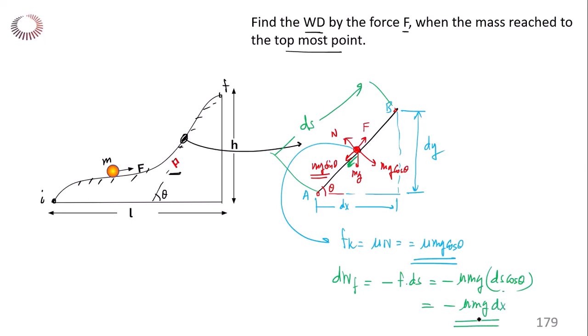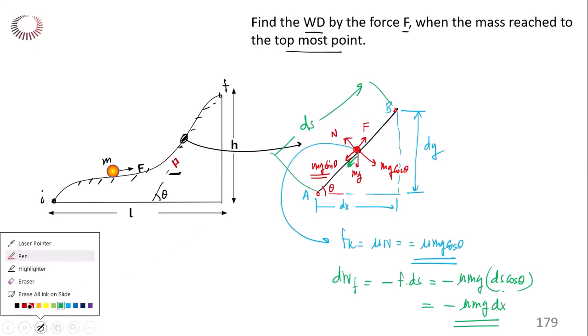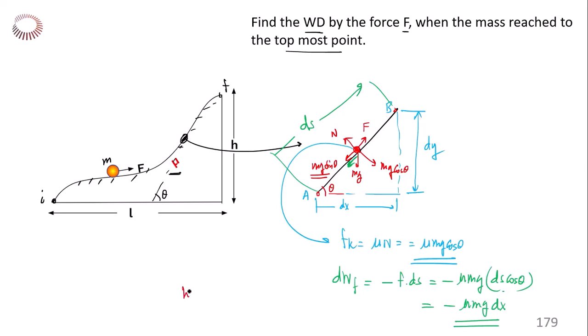Okay, so this is the small work done in moving the particle from A to B by friction. So what is the total work done? From this equation, the total work done by friction is equal to the integration of dWf. That is nothing but minus mu mg, which will come out, and the integration of dx. What is the integration of dx? It is the total length L. So ultimately I am getting mu mg into L as the work done by the friction. This is the first part of the problem.